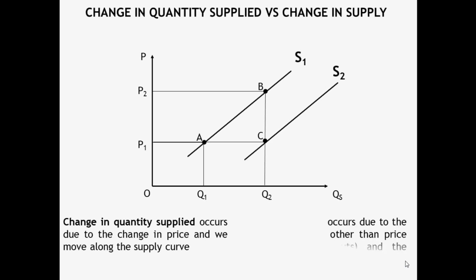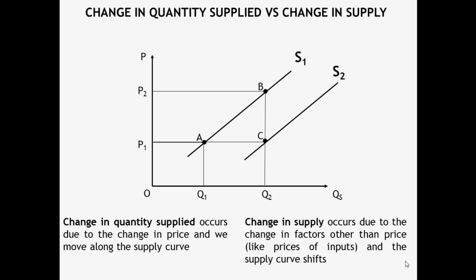Therefore, when there is change in supply, it means there is change in other factors and it causes a shift in the supply curve either to the right or to the left. Here we observe a rightward shift in the supply curve.